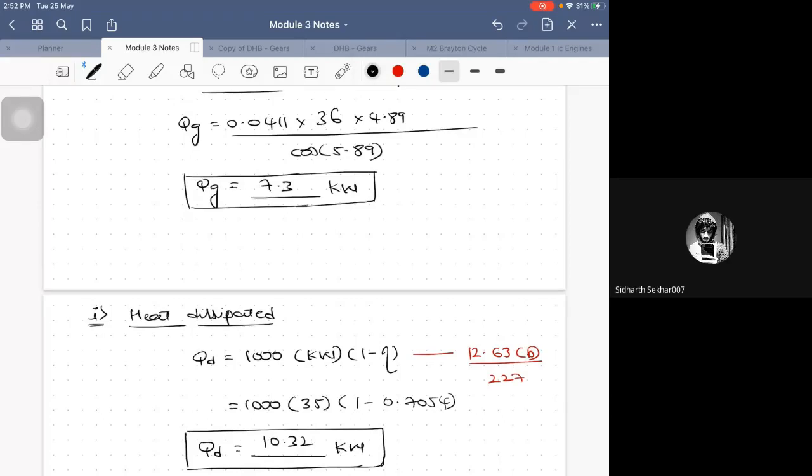That material has a capacity to dissipate 10.32 kilowatts, but your heat generated is only 7.3 kilowatts. So what is the inference? What is the conclusion that you can give from these values obtained? What is the conclusion? Muhammad Gauss? Cooling not required.